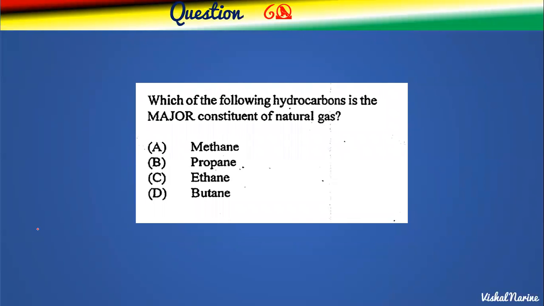Question 60. Which of the following hydrocarbons is a major constituent of natural gas? But yes, that is correct. A, methane.